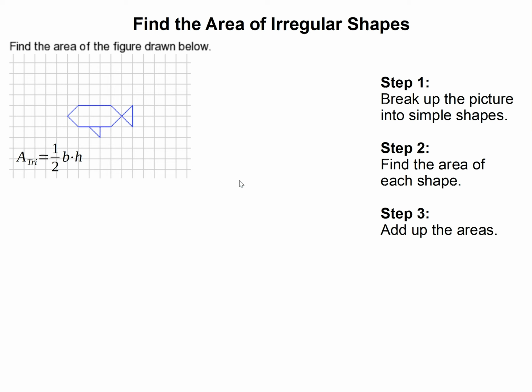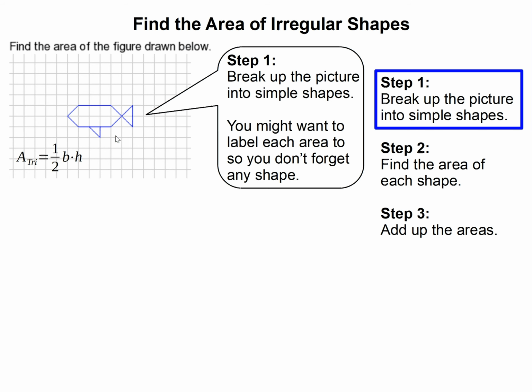How to find the area of irregular shapes. So we're given this problem here of this fish drawing thing, and we need to find the area of it. Some people look at it and they get a little scared, but the first thing you want to do is see how you can break it up into simpler shapes.